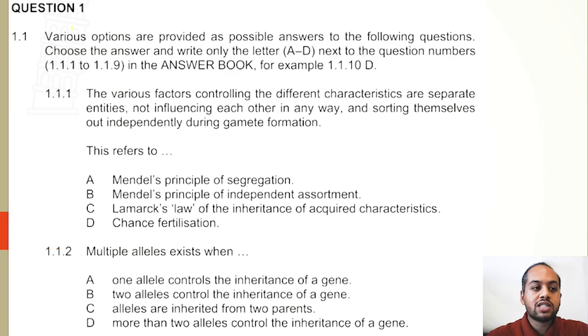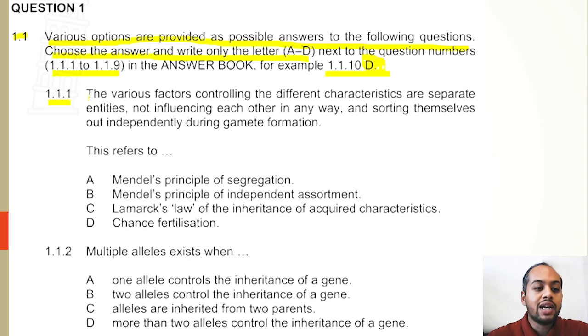The first question is taken from question 1.1 that states various options are provided as possible answers to the following questions. Choose the answer and write only the letter A to D next to the question numbers in your answer book. For example, 1.1.10, and if you choose the letter D, then D is going to be your answer. Please ensure that you only have one correct letter written in your answer book. You can't have more than one correct letter or else it will not be able to be marked.